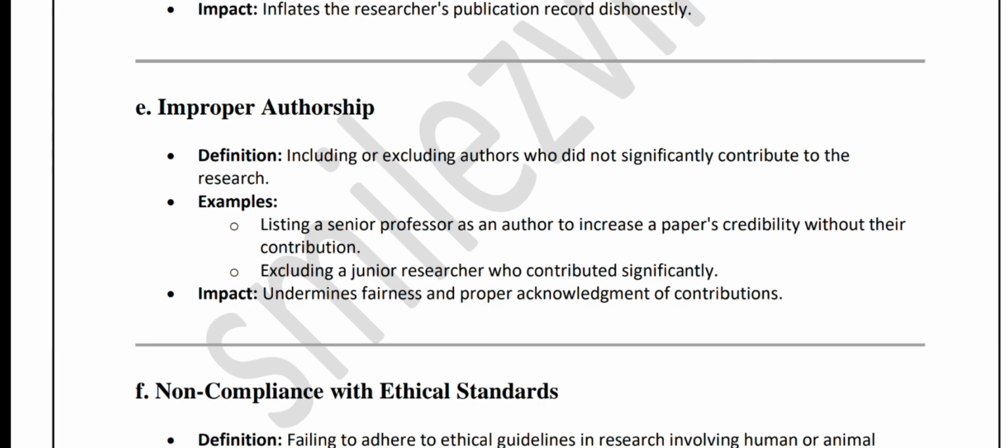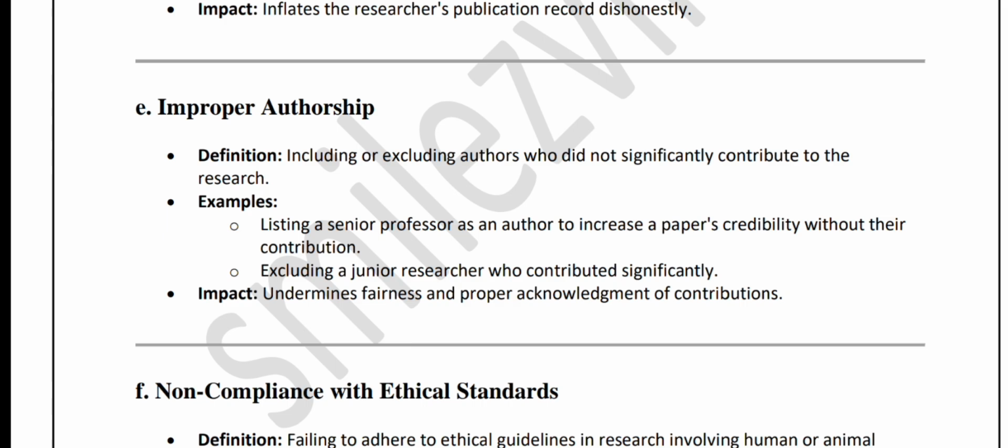Improper authorship. When you give a report, or complete your research project, you need to mention the authors who guided you. If there is no author, the project can definitely be rejected, because an authorship name is compulsory. Whether the author is good or bad, you have to first give the authorship. Improper authorship means including or excluding authors who did not significantly contribute to the research. So without authorship, your project will be rejected.